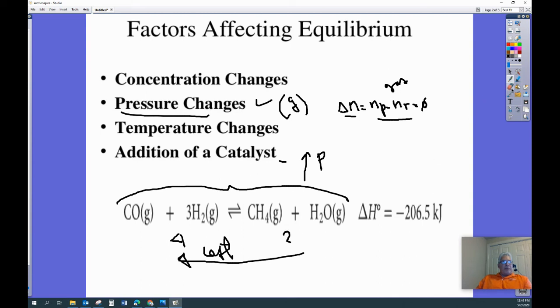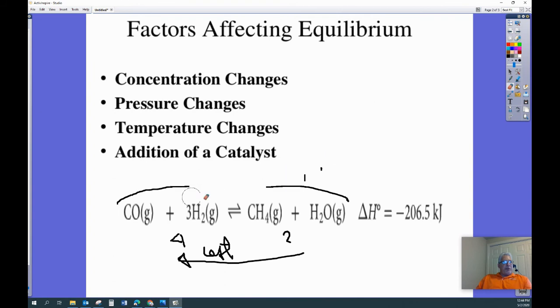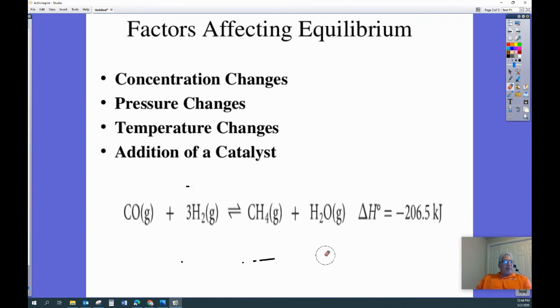The next thing is temperature. Temperature is the only one that will change the equilibrium constant. So for every temperature, we will have a different value of the equilibrium constant. This reaction is exothermic, it is releasing heat, negative heat.